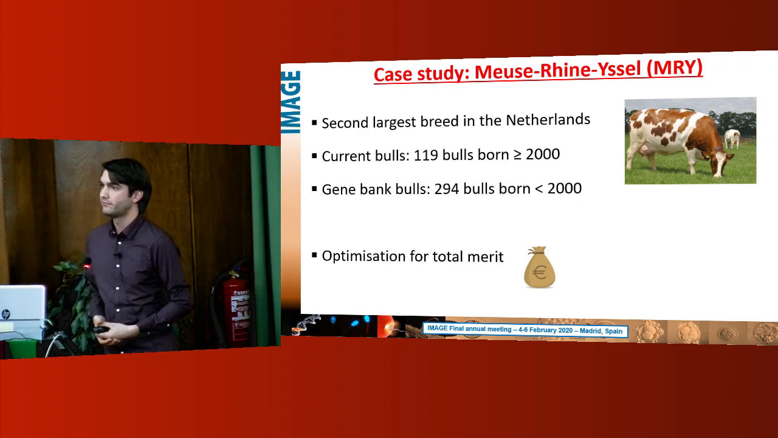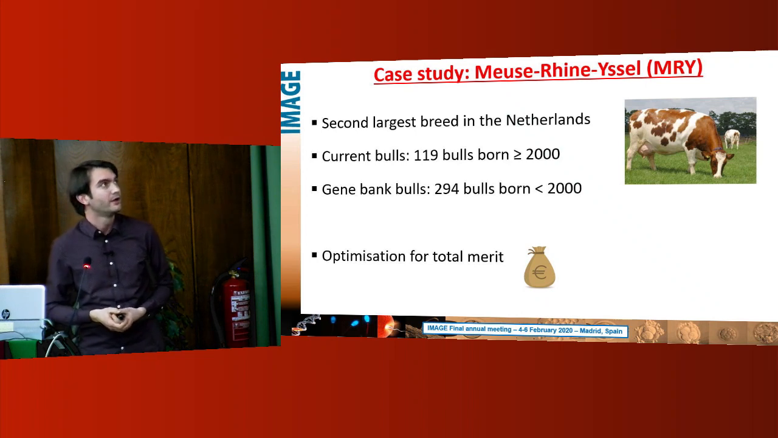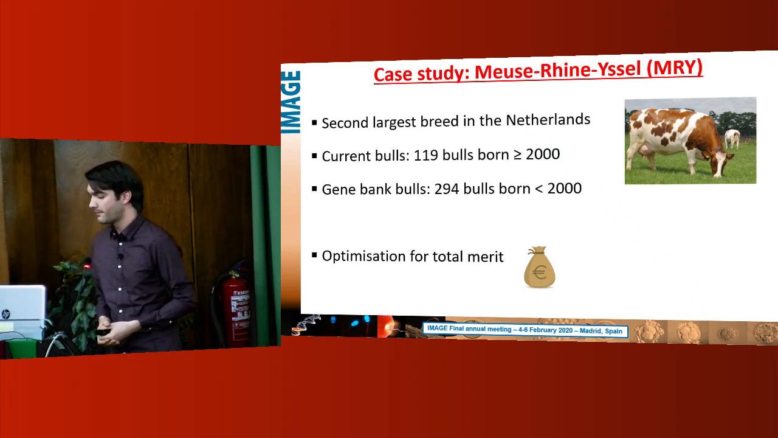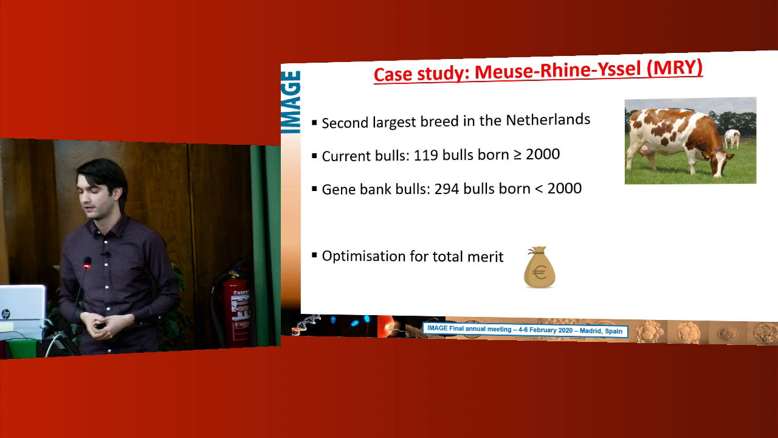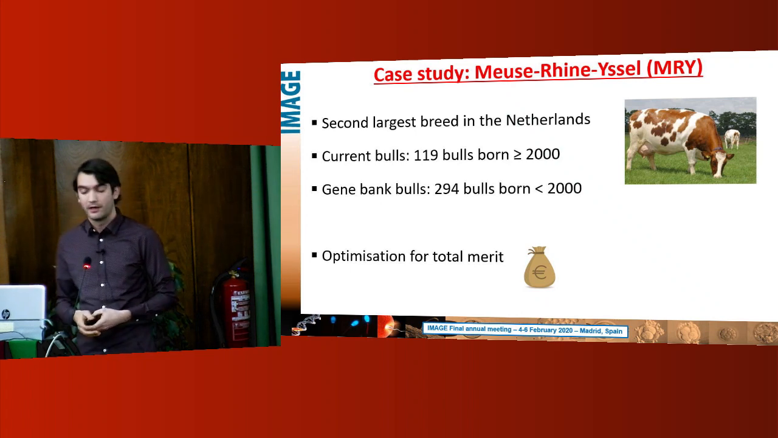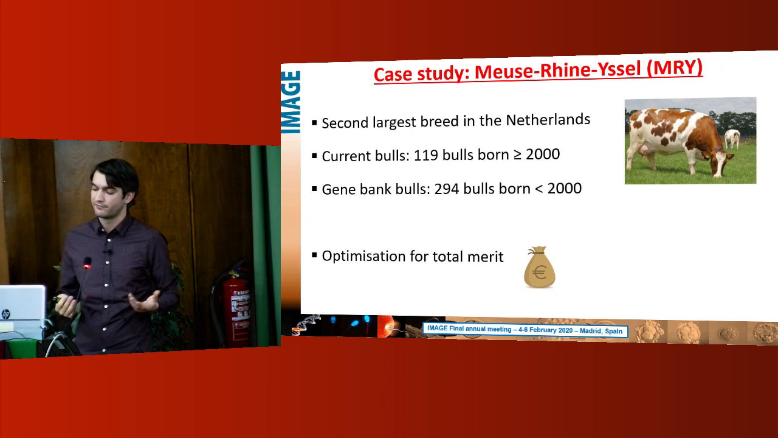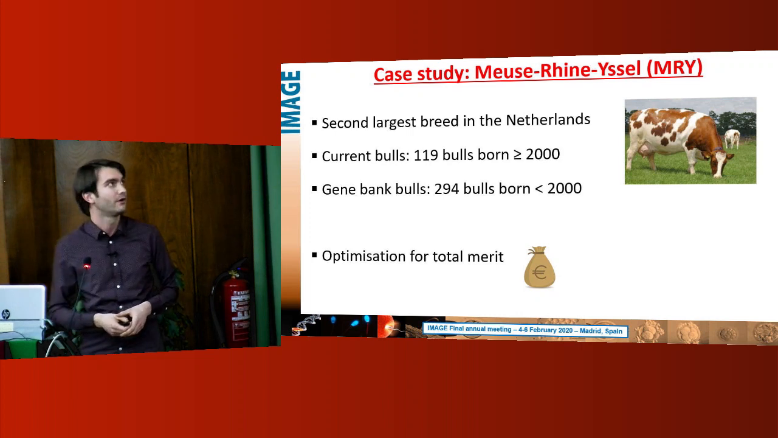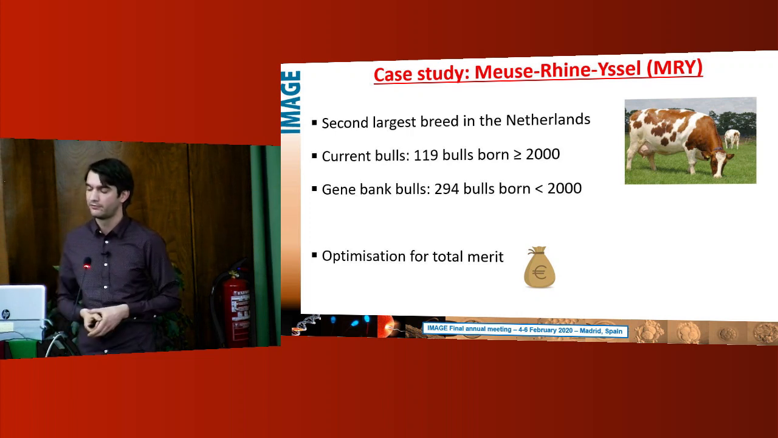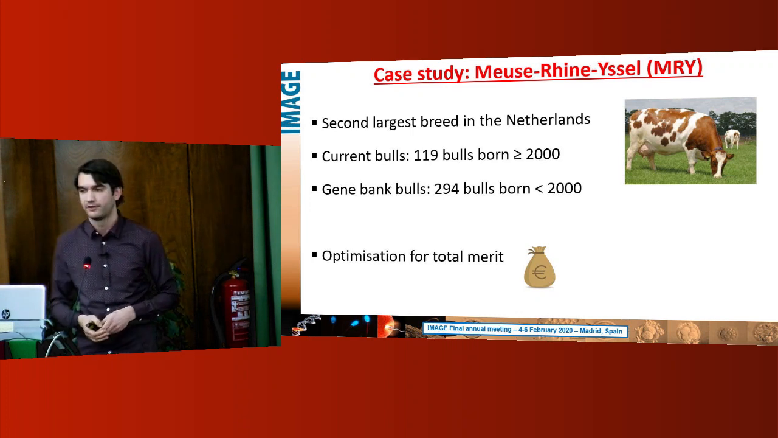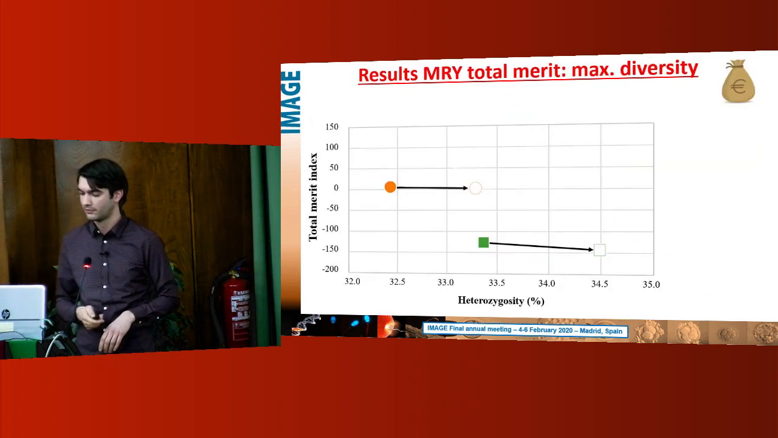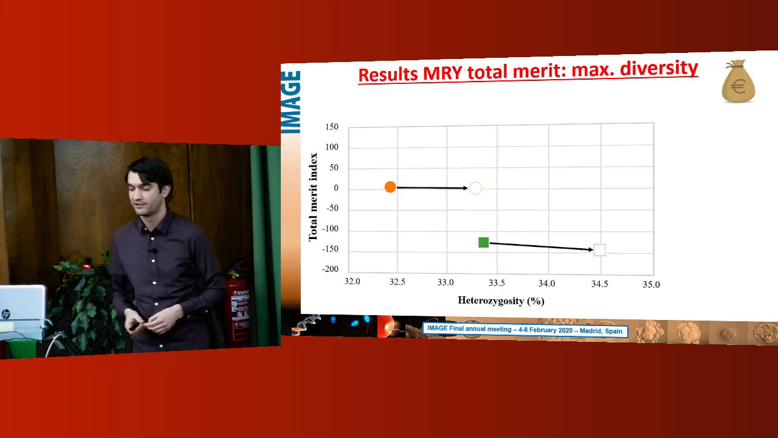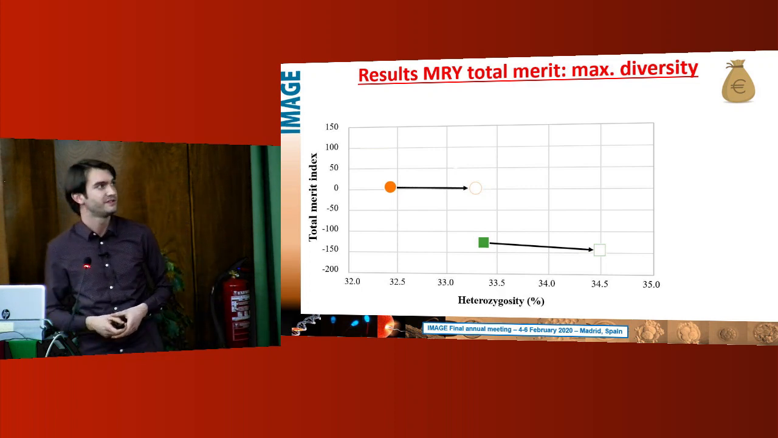Now this was for the Holstein Friesian breed, which is a large commercial breed, and we also did this for a local breed in the Netherlands, the MRI, which is after the Holstein actually the largest breed in the Netherlands. For this breed we had less information available, so we divided the information in two groups. We had around 120 bulls born after 2000 and almost 300 before 2000, and we optimized only for the total merit index. And the results were actually fairly similar to the ones for the Holstein Friesian.